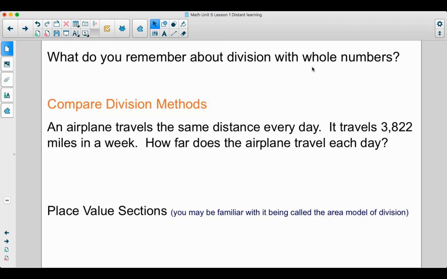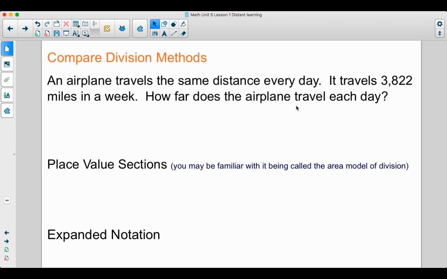So what do you remember about division with whole numbers? At this time, you would pause the video and just think back to what you remember. Okay, you should have unpaused now. Some things that you maybe remembered is when you get a remainder, it can't be greater than the number you're dividing by. You might remember that division is taking equal groups out or finding how many equal groups of something are in another number. So now let's take a look at some different methods of division.